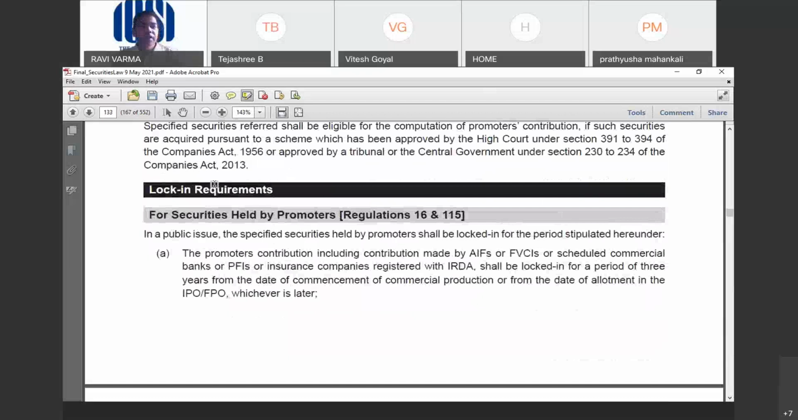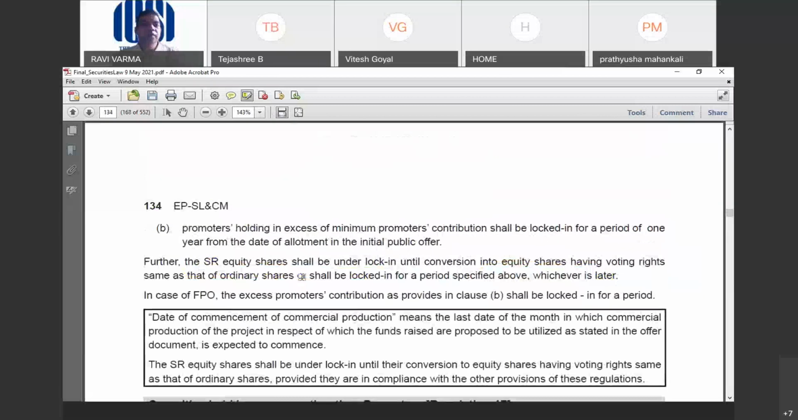Now, come to page number 133. Lock-in requirement. Again, we have discussed this. See, it is to be locked in for a period of 3 years. Promoter's excess should be locked in for a period of 1 year. Right? So everything about what exactly the lock-in period is, what we have discussed, is mentioned here on page numbers 133 and 130.